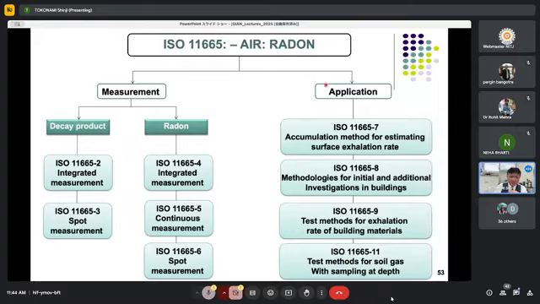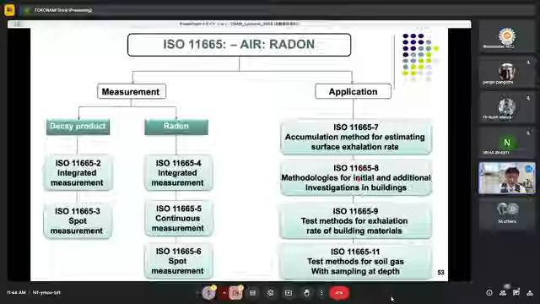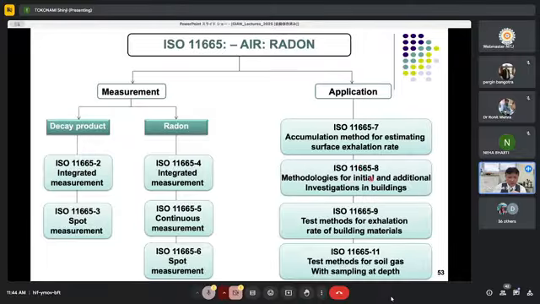Here's the application. Part 7 provides accumulation method for estimating surface exhalation rate. Part 8, methodologies for initial and additional investigations in buildings. Part 9 gives test methods for exhalation rate of building materials. Part 11, test methods for soil gas with sampling at depths.